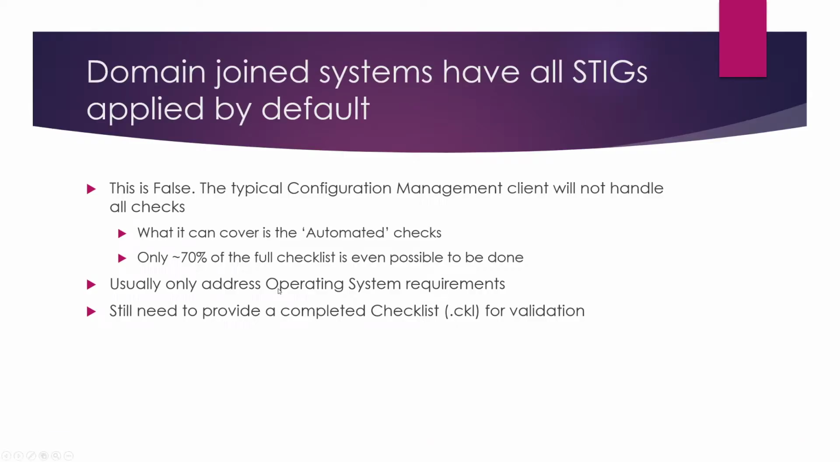So the first one is domain joined systems have all STIGs applied by default. That is false. Typically, your configuration management tools will not handle all checks. They only do the operating system level stuff, and it is what we call the automated checks. And those automated checks are typically handled by doing an update to your registry or opening your security policy plugin for Windows and making changes within there.